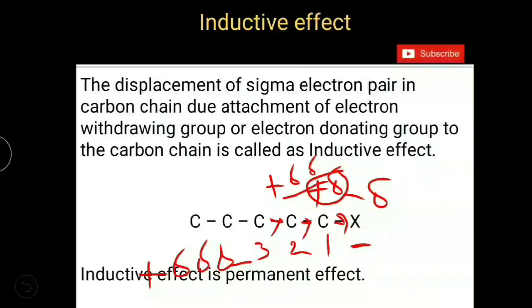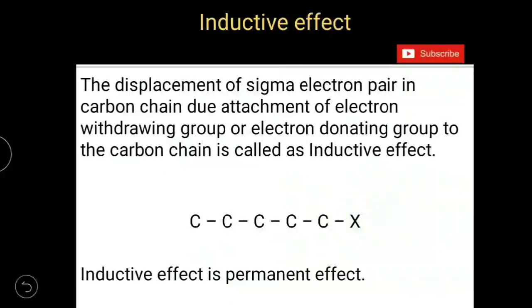And this inductive effect is a permanent effect, because as long as the group X is bonded to carbon chain, there will be influence of inductive effect in that group. So inductive effect is a permanent effect.